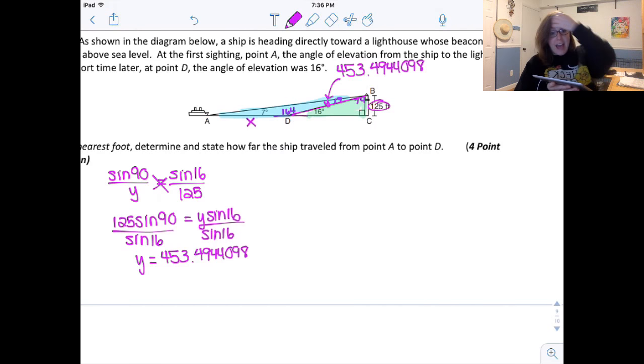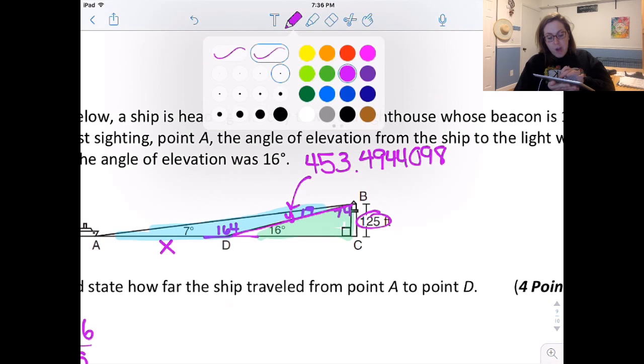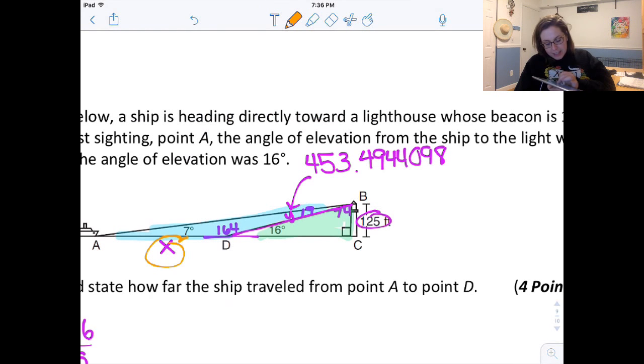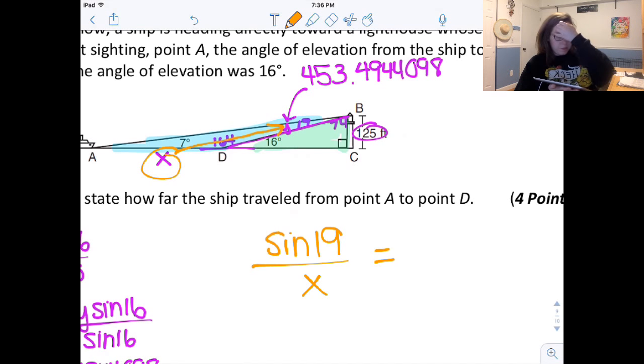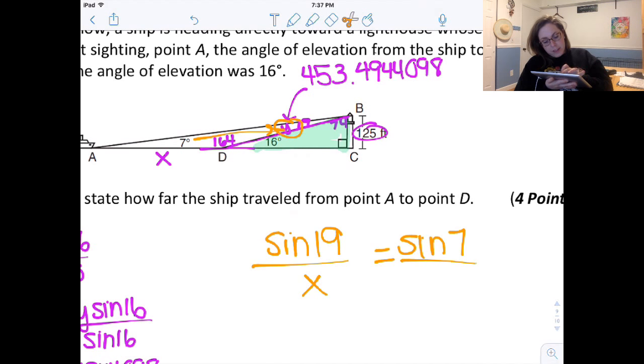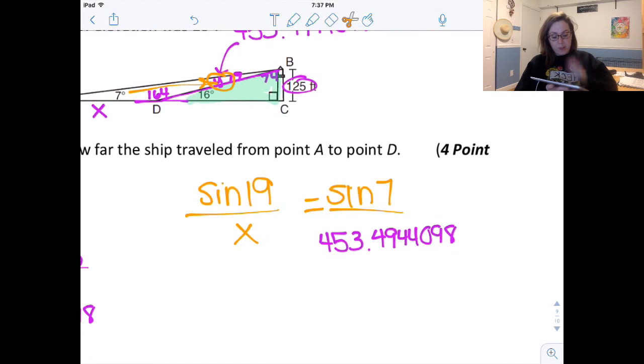Now we're going to use that to find x. So let's look at this triangle. I want x. X is across from, and I know this is a little hard to see, but x is across from the 19-degree angle. So I'm going to do sine of 19 over x equals, and now I need to look at, well, what is the side that I know there? I know y, and that's across from 7. So sine of 7 over this y value. And in your calculator, just go up and select that value, right? You do not need to retype it all, but you do need to use the whole thing.